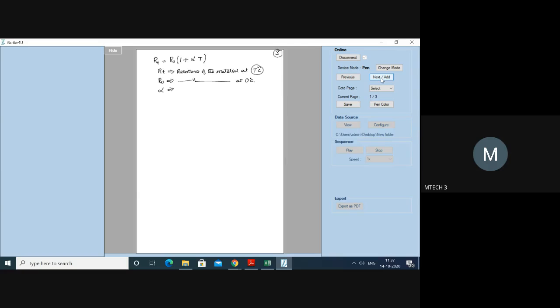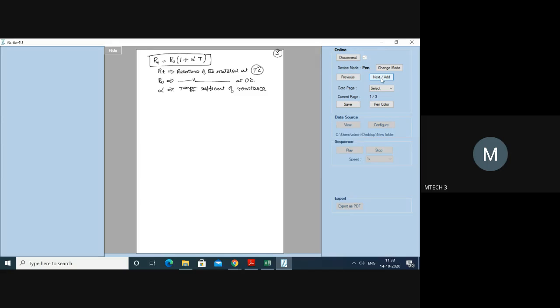Alpha is temperature coefficient of resistance. Now, this is the linear equation. So this is the linear equation which is going to be used.